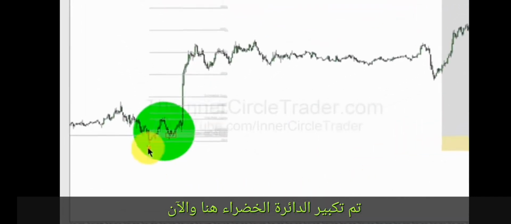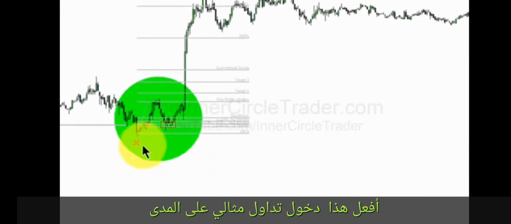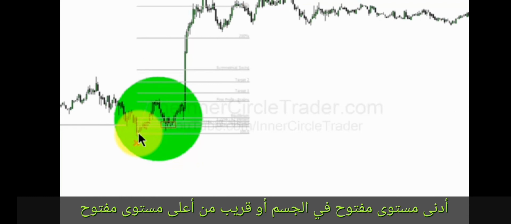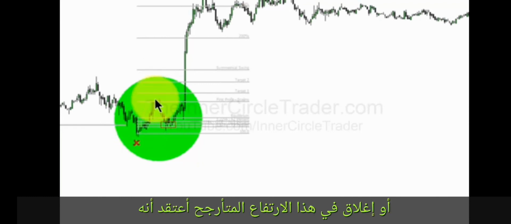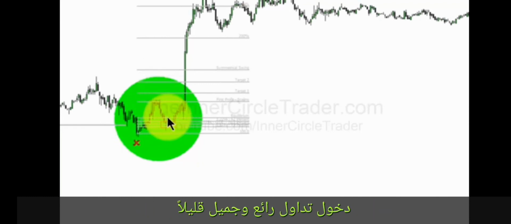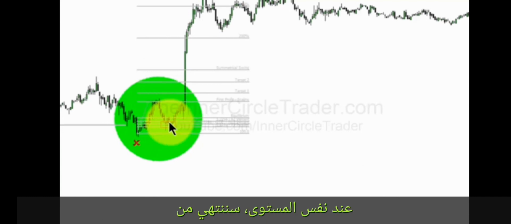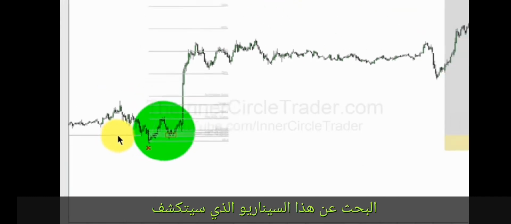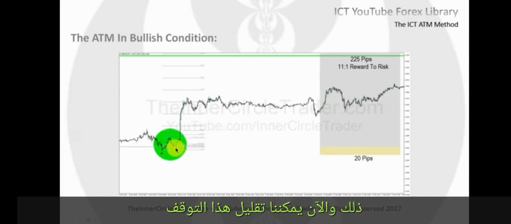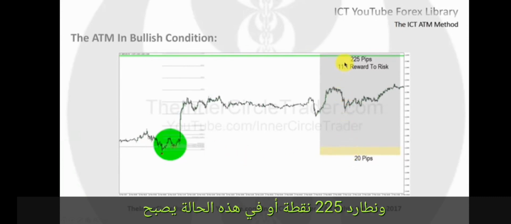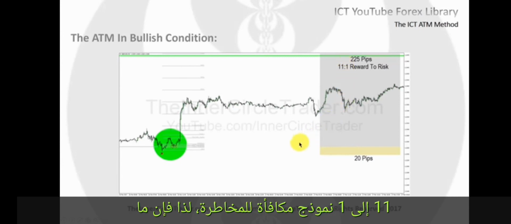We're zoomed in here. And now all I'm doing is doing an optimal trade entry long, running the fib from the body's lowest open or close to the highest open or close in this swing high. And it gives us a beautiful little optimal trade entry long, right at the same level we would be looking for that scenario to unfold at. And now we can reduce that stop down to 20 pips, but still looking and hunting 225 pips, or in this case becomes an 11 to 1 reward to risk model.